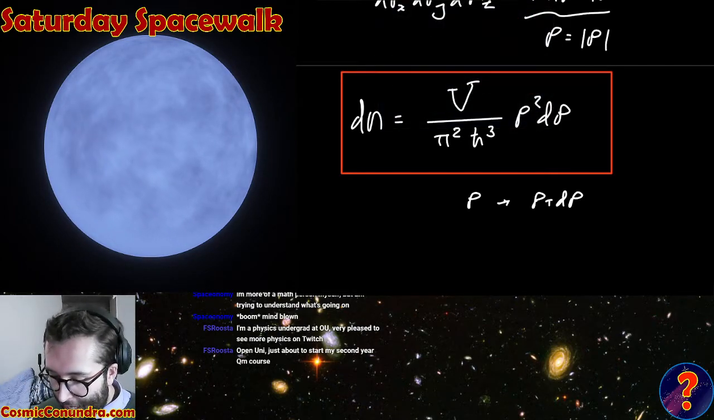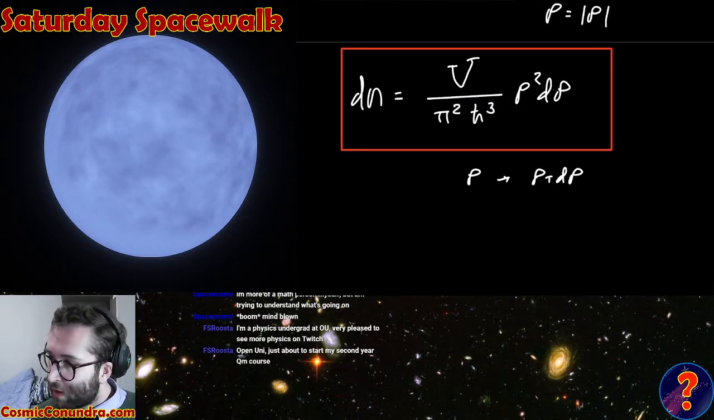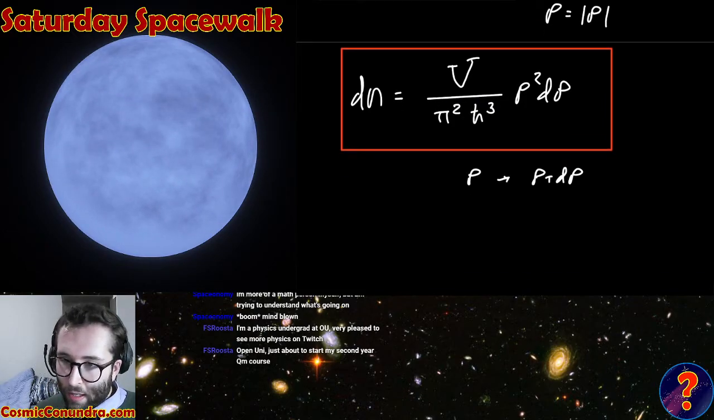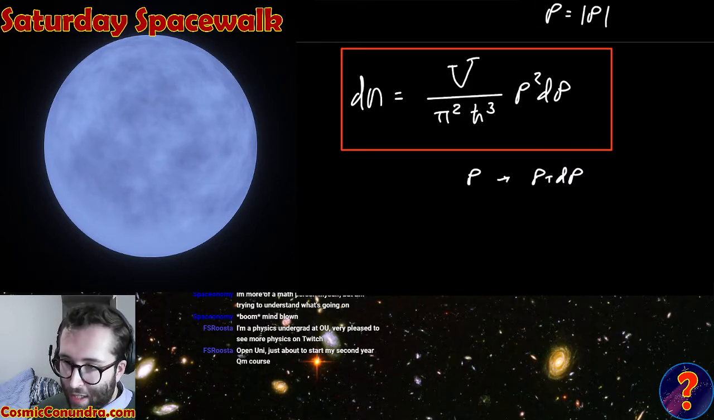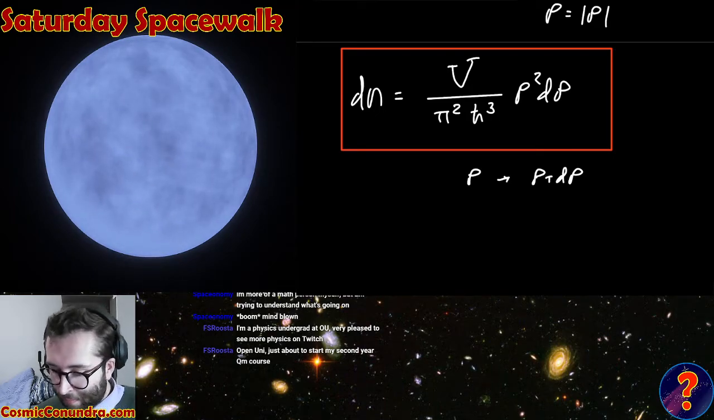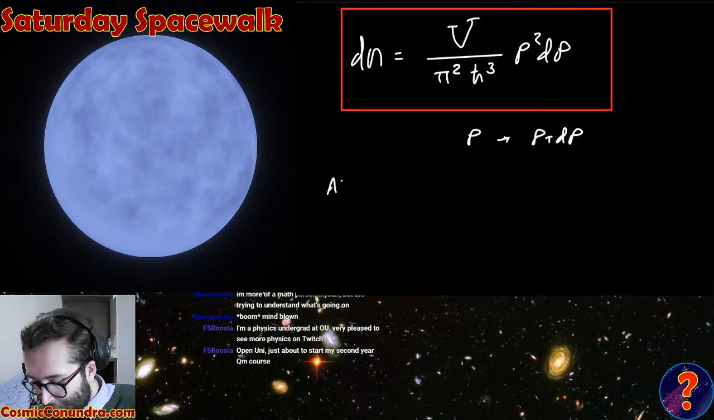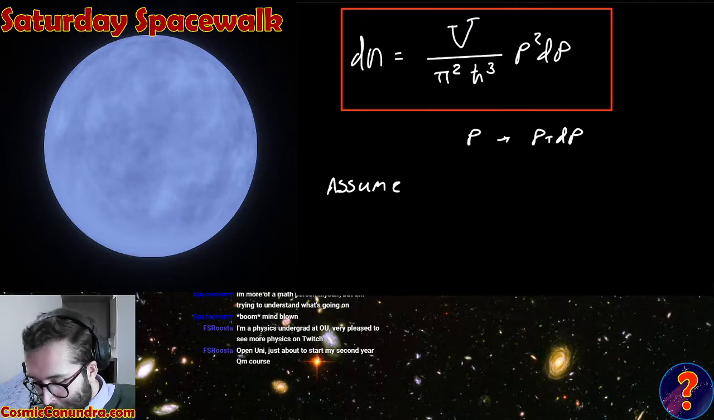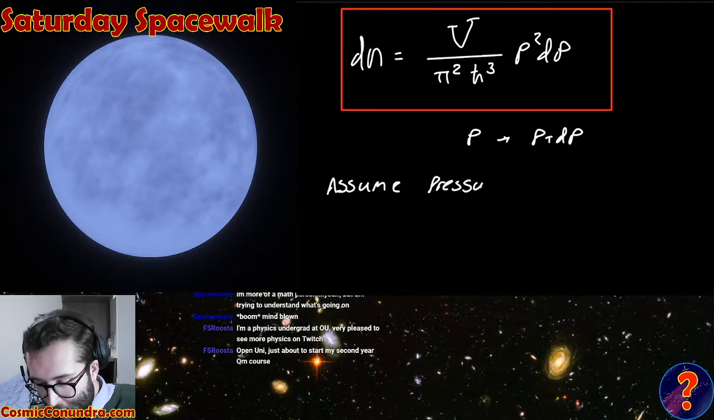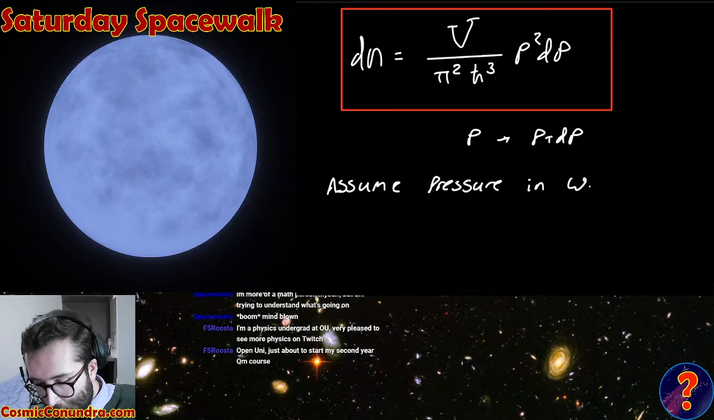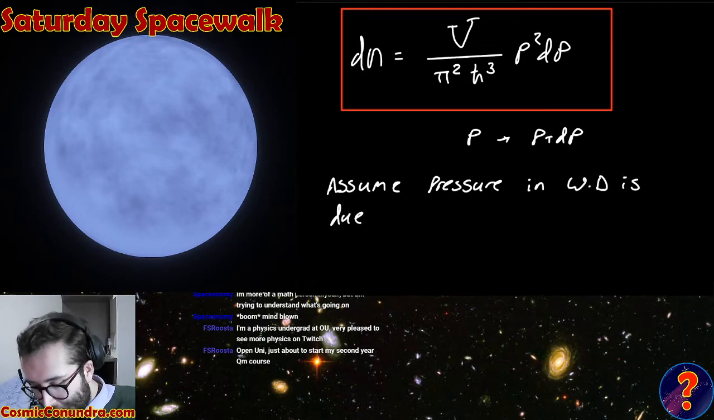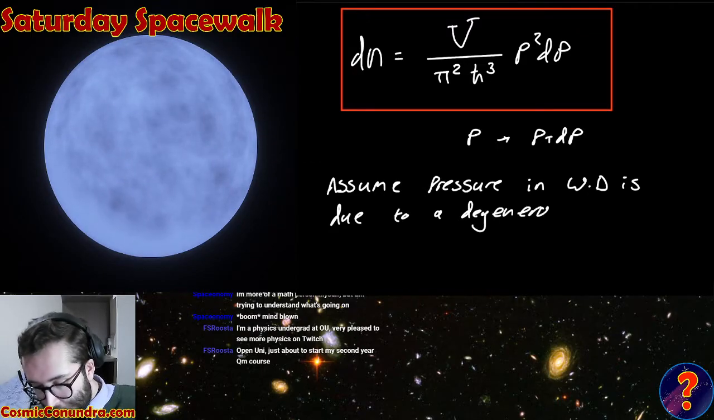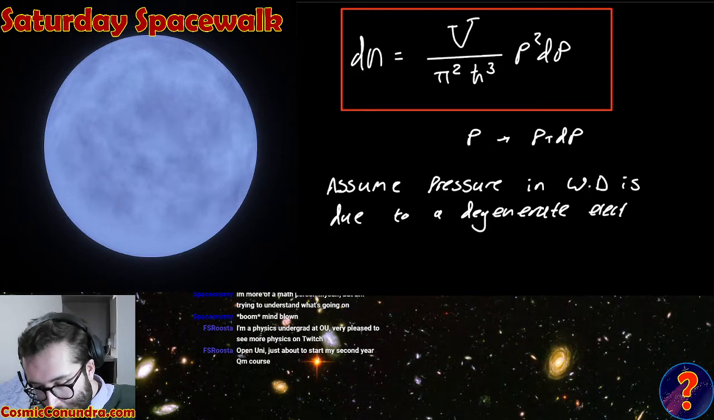So now we want to get back a little bit to white dwarfs. What we're going to do is assume that the pressure in white dwarfs is due to a degenerate electron gas. We're assuming that the pressure is dominated by a degenerate electron gas. I'll write degenerate in full.